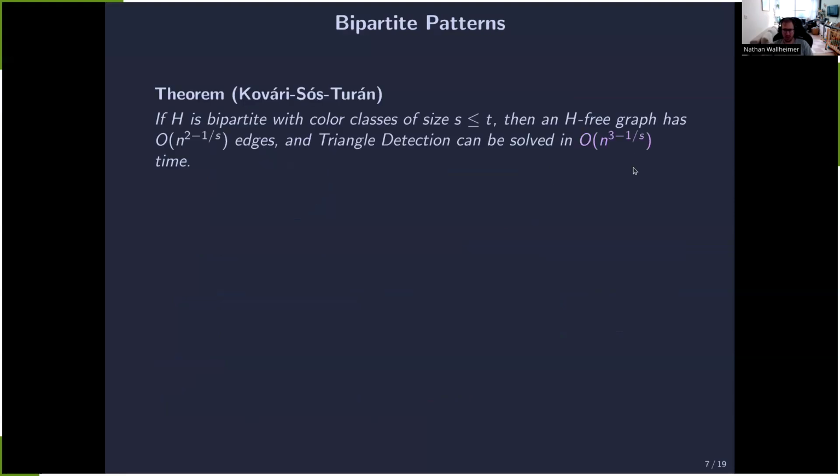Okay, so we know what happens when the coloring number is greater than 3. What if it's smaller than 3? These are bipartite patterns. Then we use a result from extremal combinatorics. It's called the Kővári-Sós-Turán theorem. It says, if H is bipartite, then in an H-free graph, there are few edges. There are a strongly subquadratic number of edges. And then we can also solve triangle detection in strongly subcubic time, just by taking combinations of edges and vertices.